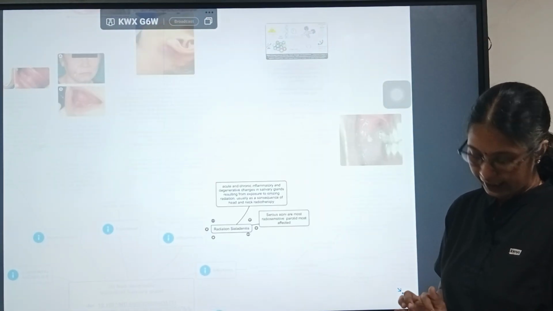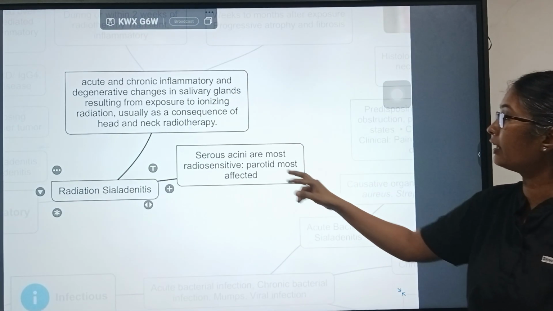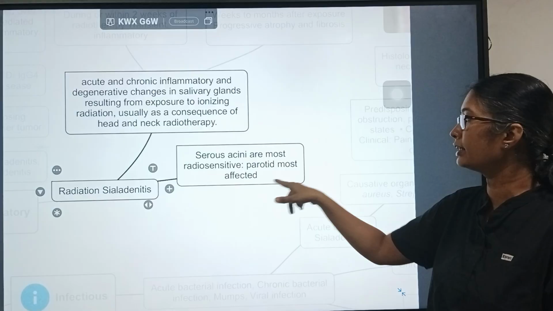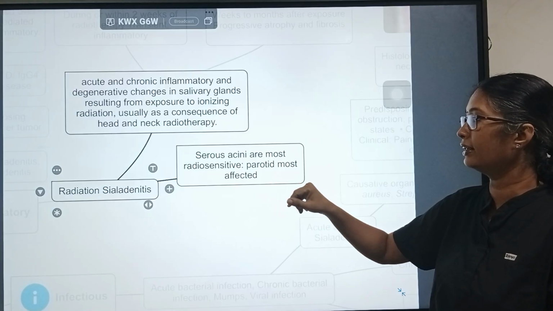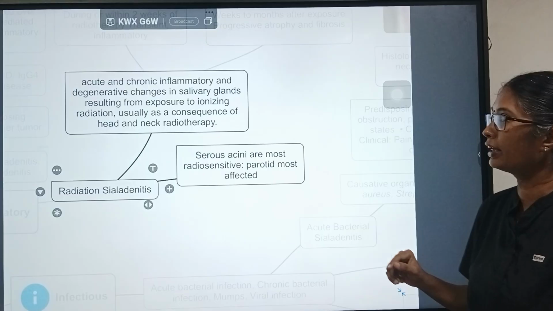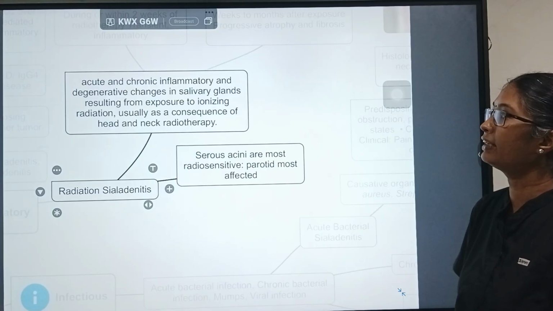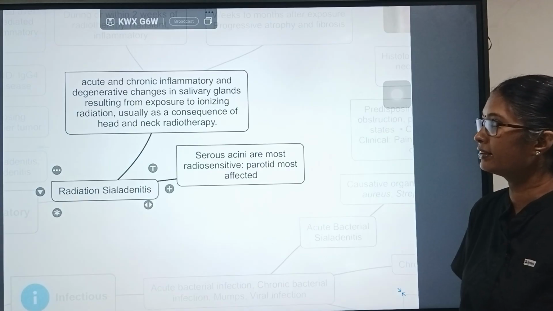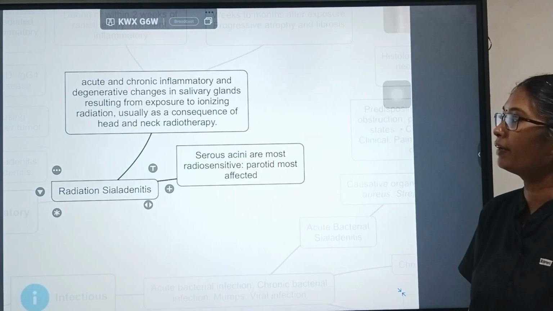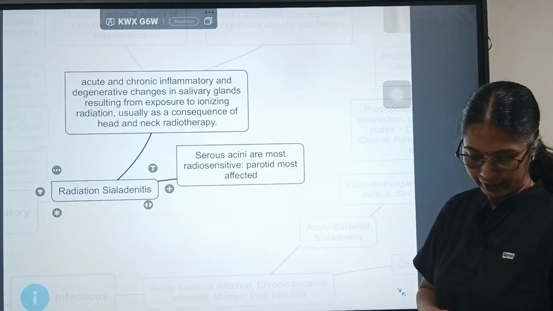And talking about radiation sialadenitis. The serous acini are most radiosensitive, so the parotid is the most affected salivary gland due to radiation. It can be an acute or chronic inflammatory reaction to radiation, and degenerative changes in salivary glands resulting from exposure to ionizing radiation are usually a consequence of head and neck radiotherapy. So the reason for radiotherapy is head and neck cancers.